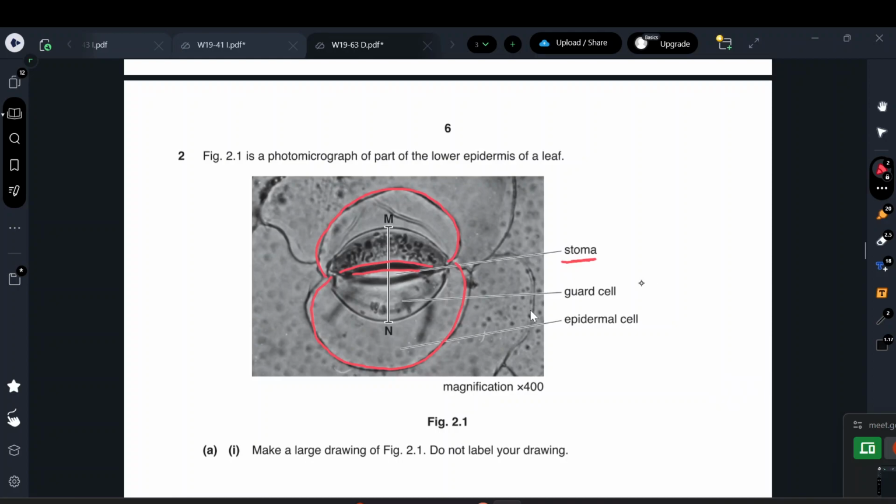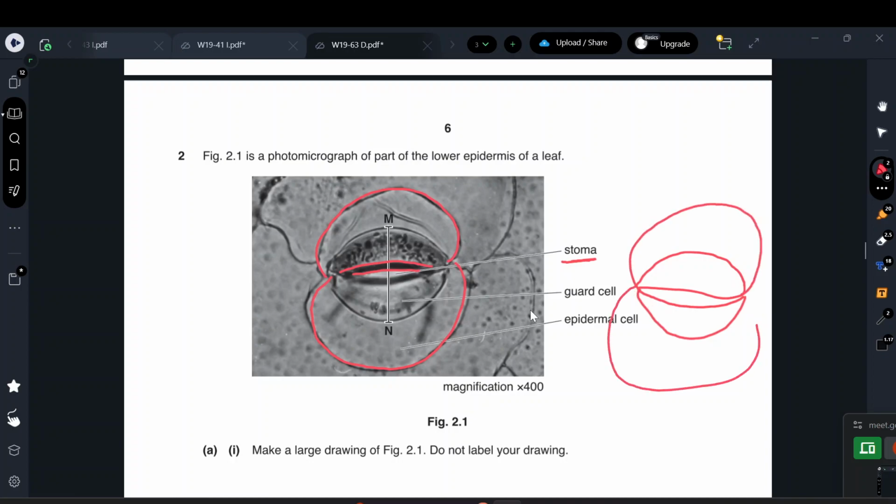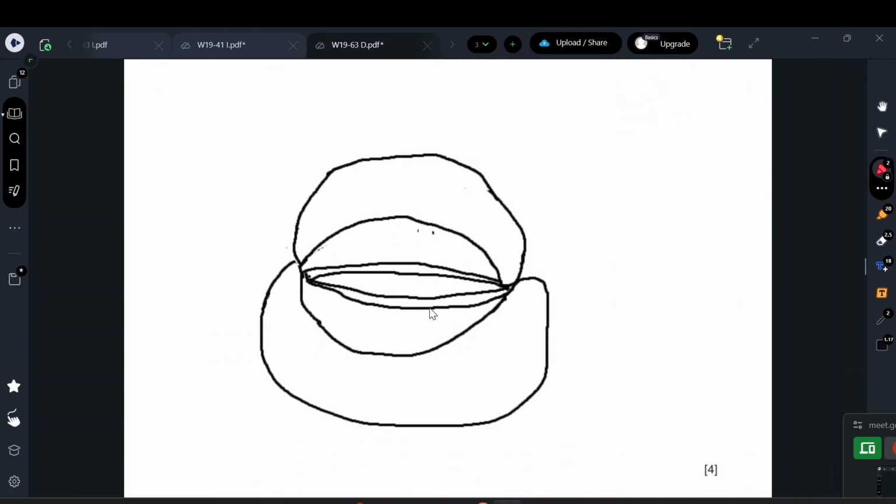So if I'm going to draw this, I will draw one guard cell and the stoma in the middle, the second guard cell, lower epidermal cell here, and a bigger one at the bottom. The inner wall is thick, so I will draw it as double lines. This is my drawing. This is what I want to see. Guard cell, epidermal cell. The bottom one is bigger, and thickening of the inner walls of the guard cells because they were dark in the photo.